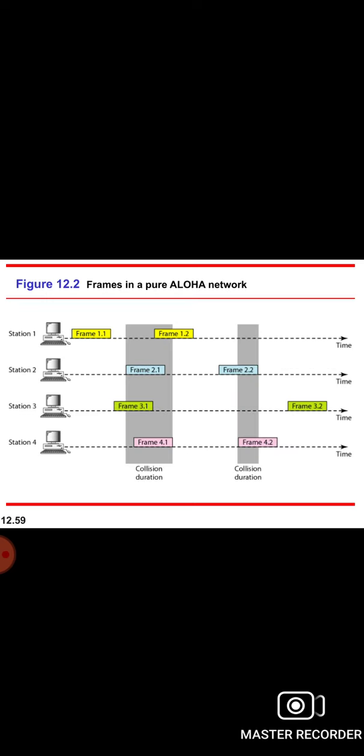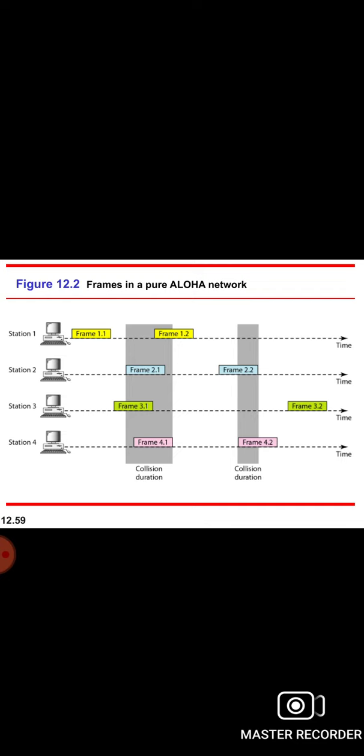Now let's see pure Aloha. What do we mean by pure Aloha? In this diagram, the original Aloha protocol is called pure Aloha. This is a simple but elegant protocol. The idea is that each station sends a frame whenever it has a frame to send. However, since there is only one channel to share, there is a possibility of collision between frames from different stations.